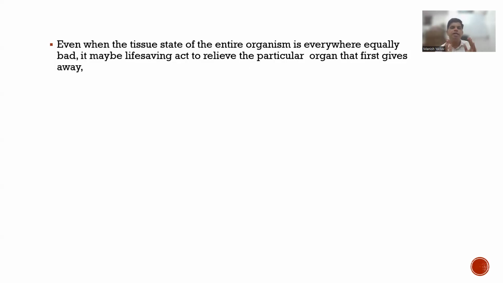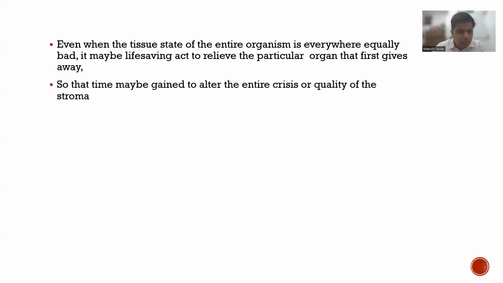Now listen to this carefully: even when the tissue state of an entire organism is everywhere equally bad, it may be a life-saving act to relieve a particular organ that first gives up. Suppose you get a patient where the liver is affected, the spleen is affected, the prostate is affected, some other system is affected. You have to look into the case, and he says to look specifically at the organ which is just about to give up. Others are bad by 10:2, but this one is 10:8, it is just about to give up. So he says it could be life-saving. Forget other organs. Look at that organ and help it with the remedies, so that time may be gained to alter the entire crisis or quality of the stroke.